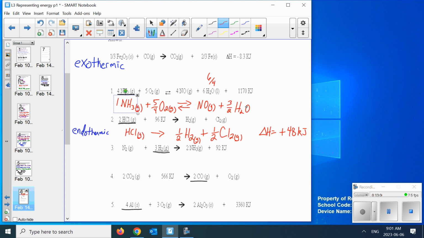Plus 1170 kilojoules. That's on the right-hand side. So when I do this delta H tag, I'm going to use a negative sign because it's exothermic. I'm going to write that down: negative 292.5 kilojoules. Exothermic. Energy exiting.